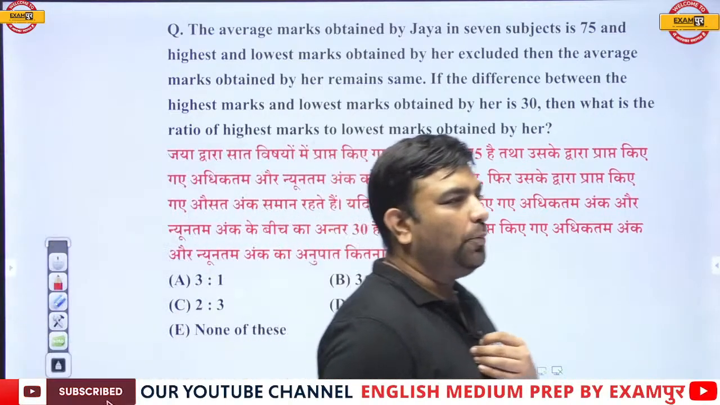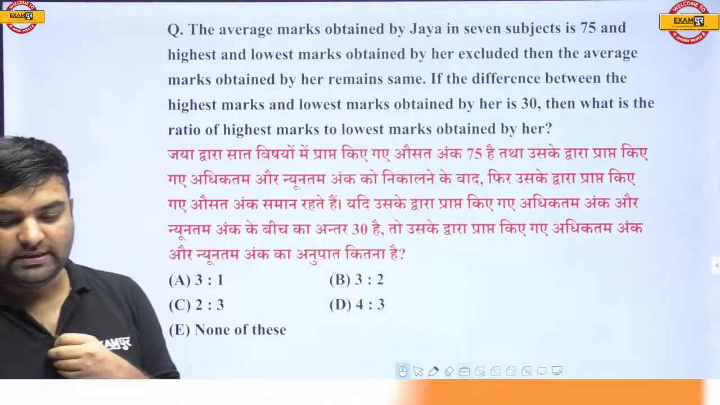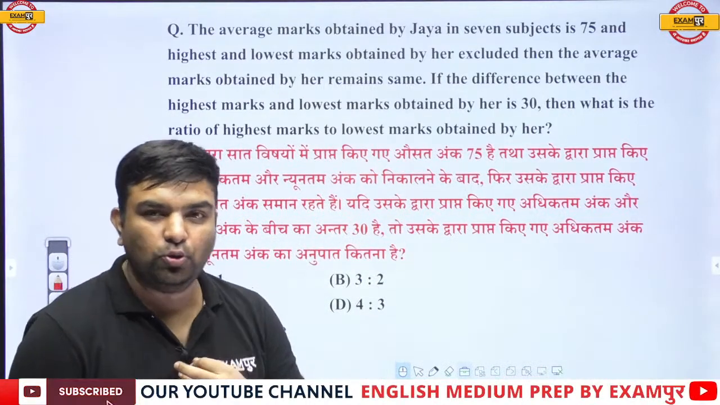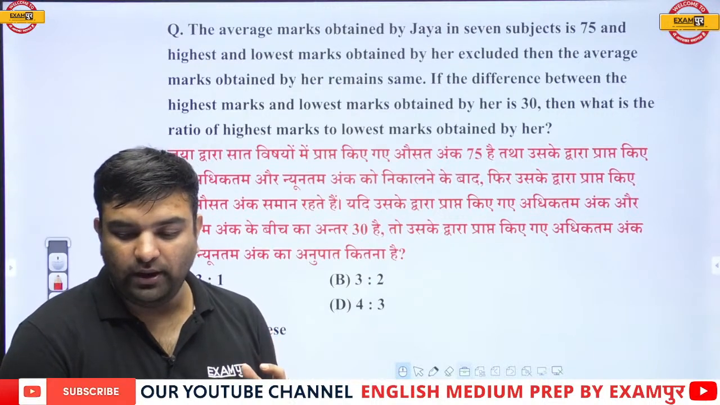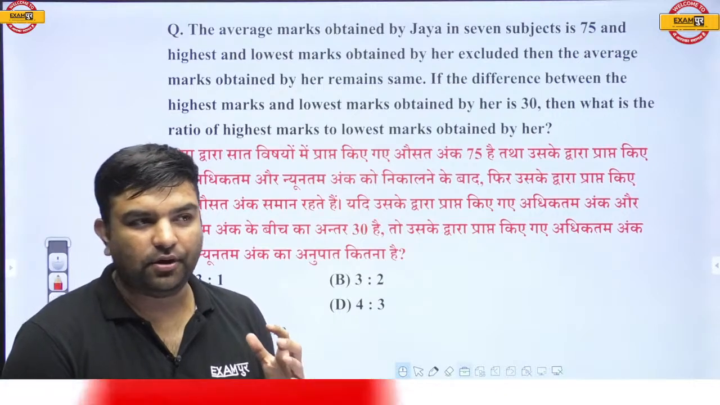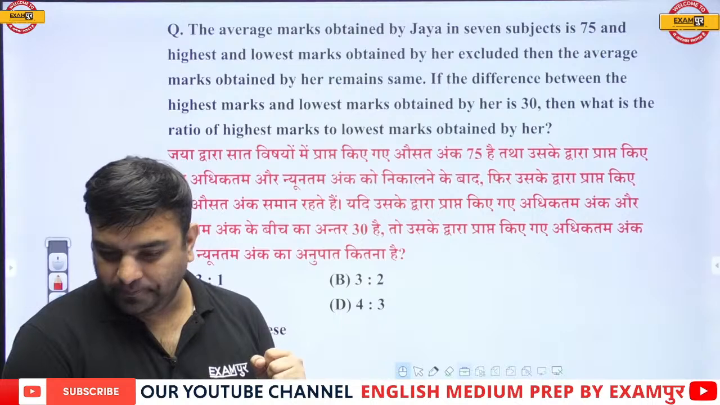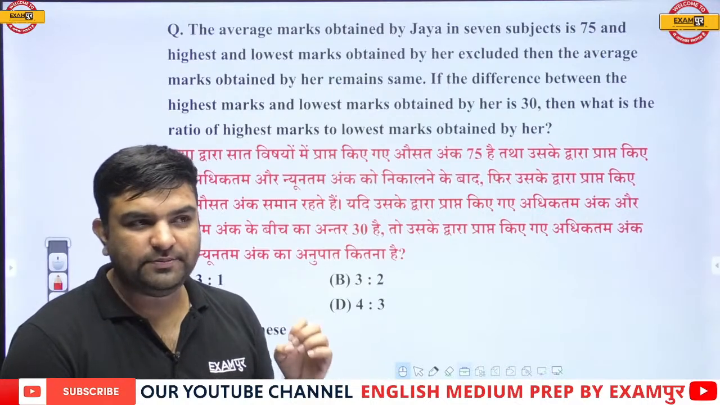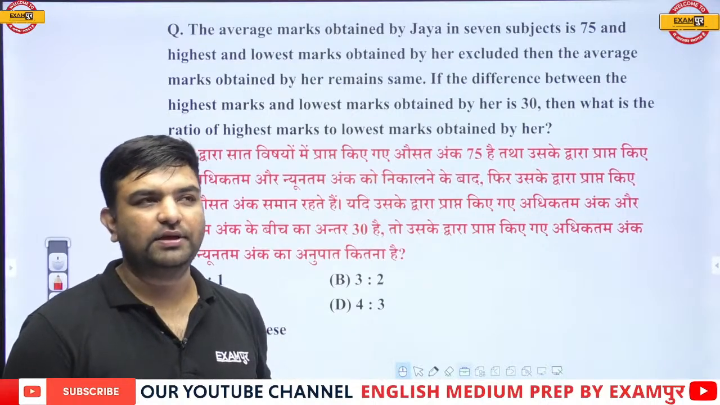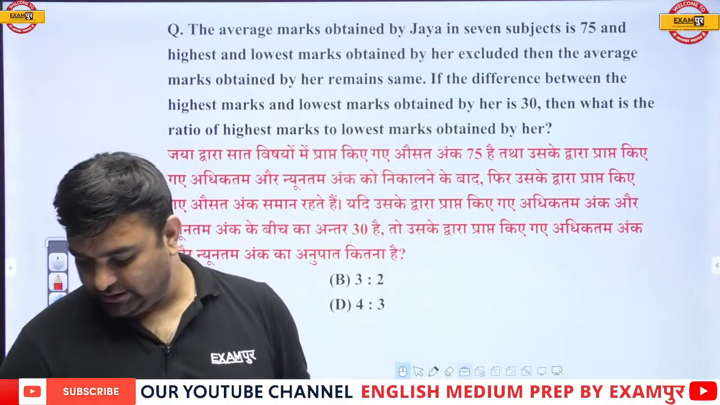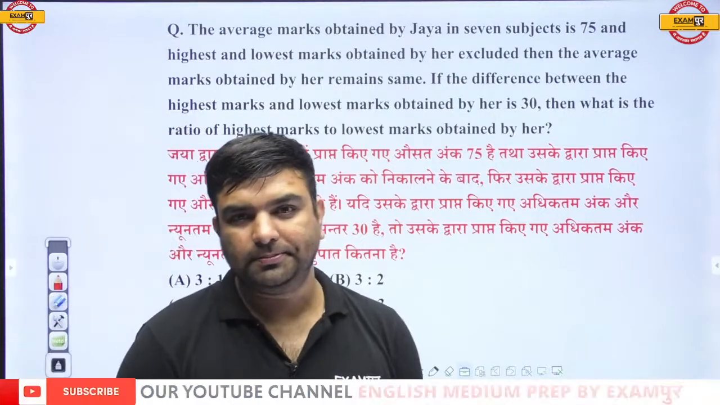Average of the marks obtained by Jaya in the 7 subjects is 75. Highest and lowest marks are excluded. Average marks remain the same. If the difference between the highest and the lowest is 30, what is the ratio of the highest and the lowest? Very good question.